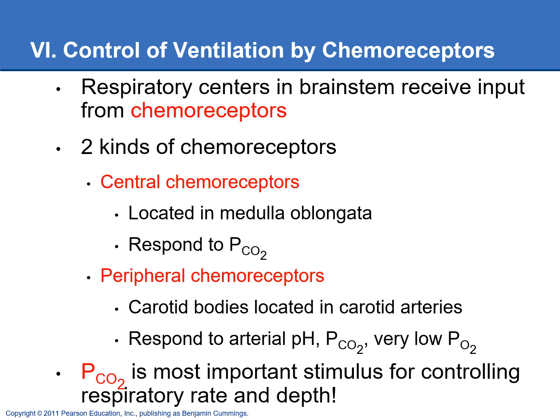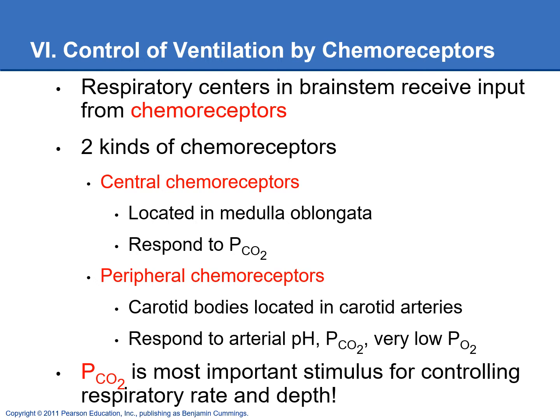The central chemoreceptors are located in the medulla oblongata of the brainstem, and they just respond to the partial pressure of carbon dioxide. The peripheral chemoreceptors are in the carotid bodies, which are located in the carotid arteries, and they respond to the arterial pH, partial pressure of carbon dioxide, and very low levels of partial pressure of oxygen.